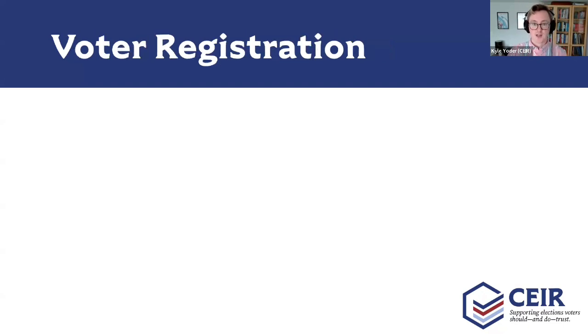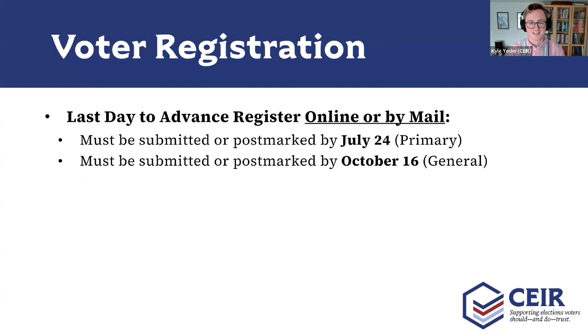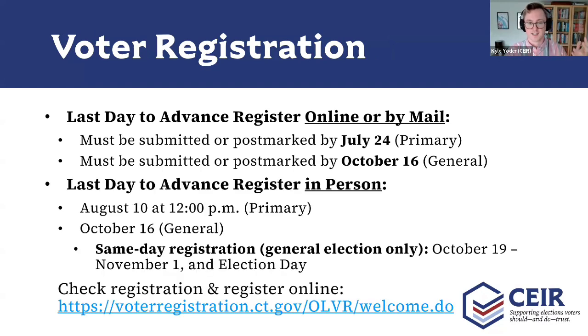In terms of voter registration and options to register to vote, the last day to register online or by mail for each of these elections is on screen now. For the primary here in August, voters must advance register by July 24th. That's either submitted online, by mail to your office, or in the mail postmarked by July 24th. For that general election, that date is October 16th.